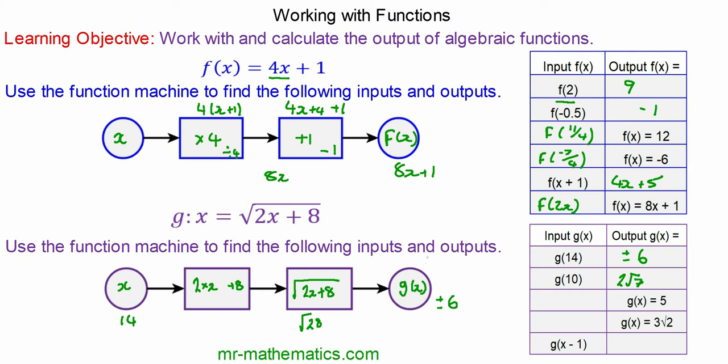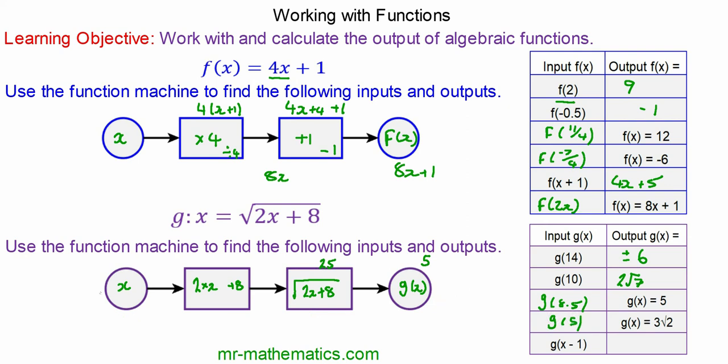When g of x is 5, we can work it backwards by squaring the 5 to get 25, and then we take away the 8 to get 17, and then we divide it by 2 to get 8.5 would have gone in. So g of 8.5. And next we have 3 root 2 coming out, so we square this and we get 18, and then 18 take away 8, which is 10, divided by 2, which is 5, so this would be g of 5.